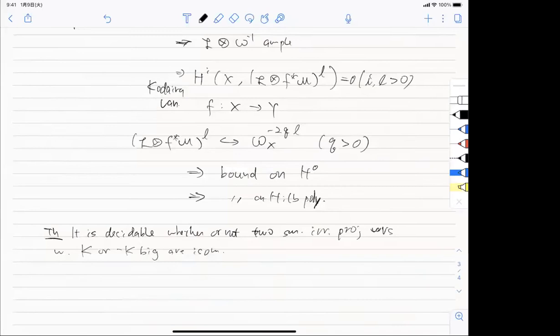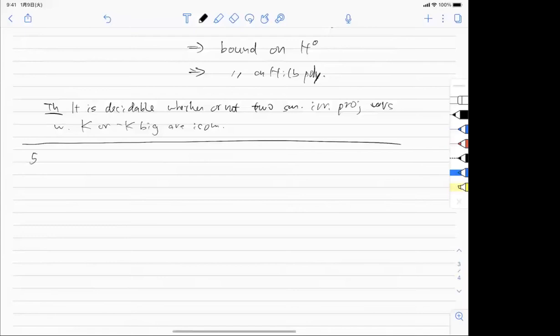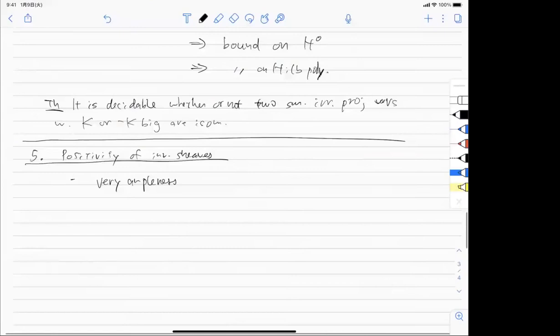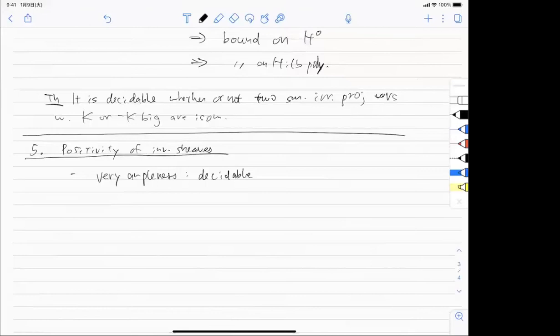So next I'd like to talk about positivity of invertible sheaves. Okay, firstly, it's easy to show that very ampleness of an invertible sheaf on a projective scheme is decidable. So this is decidable. And we can check this by computing the rational map associated to the sheaf and checking whether or not it's an embedding. Then the ampleness.